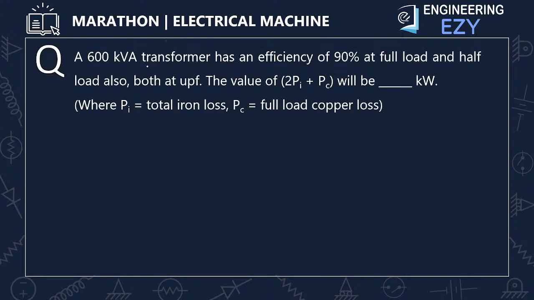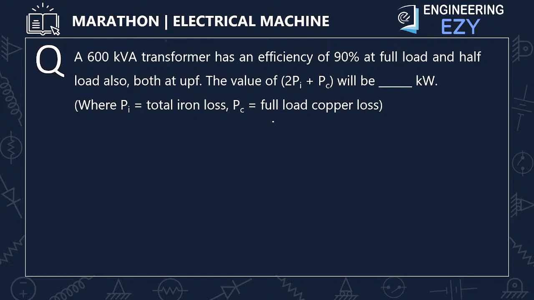A 600 kVA transformer has an efficiency of 90% at full load as well as at half load. Means at full load as well as at half load, the efficiency of the transformer is 90%, both at unity power factor. In both cases, the load is at unity power factor. The value of 2 Pi plus Pc will be how much kilowatt? Where Pi is the iron loss and Pc is the full load copper loss. So you have to calculate 2 Pi plus Pc.